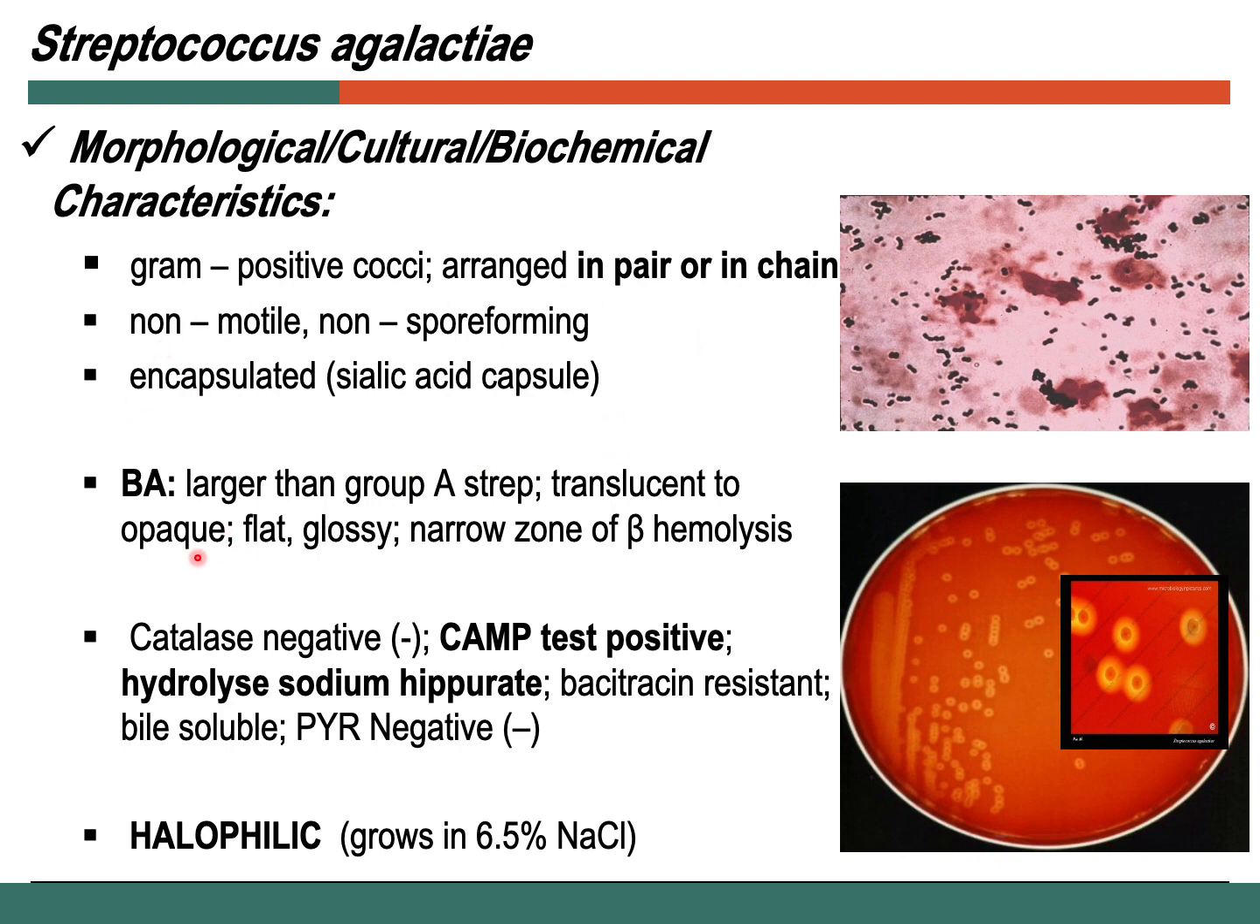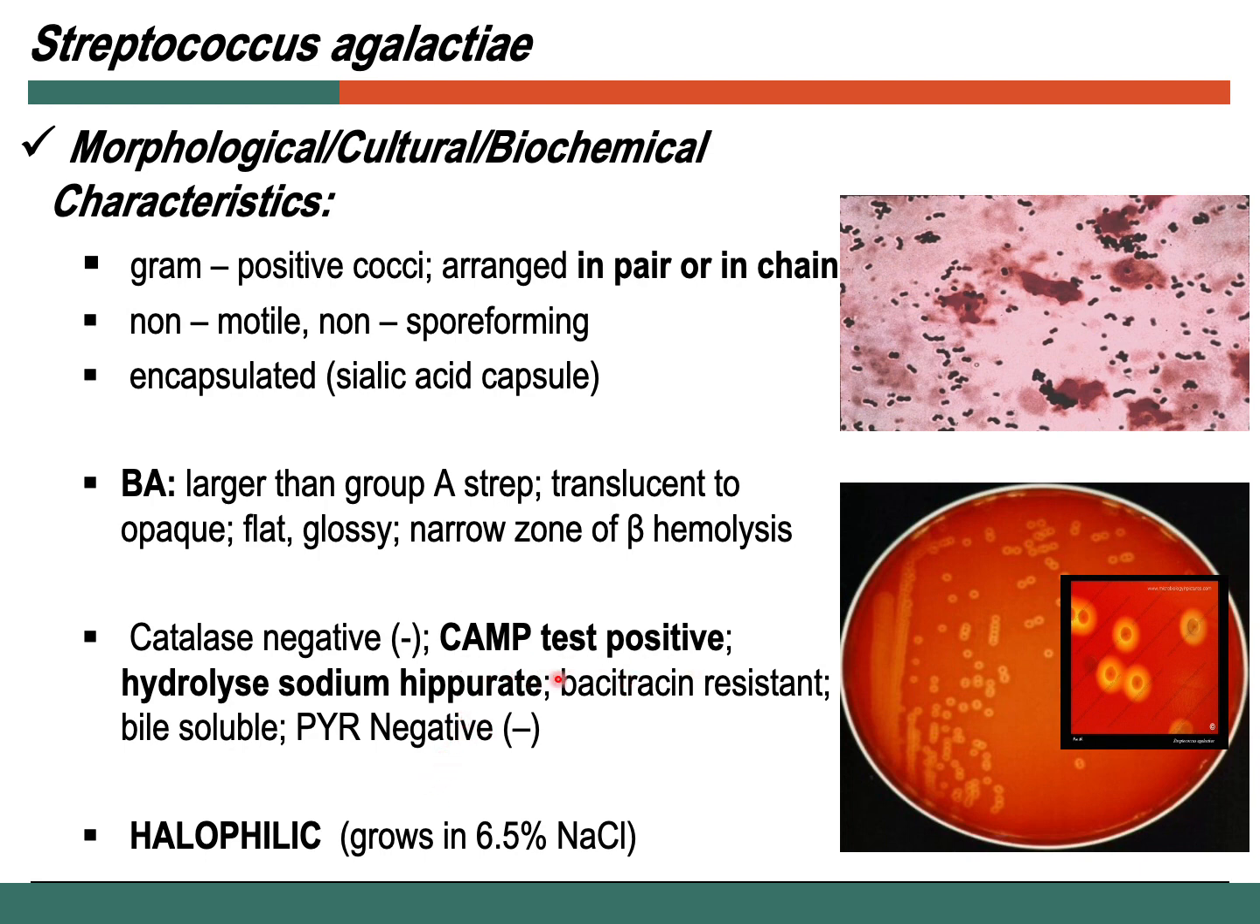In a blood agar plate, they are similar to your group A strep, but it has a narrow zone of beta hemolysis, while your group A strep has a wider zone of beta hemolysis, but still they are beta hemolytic. Okay, they are catalase negative, CAMP test positive.